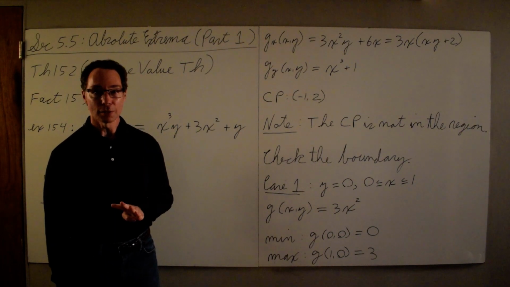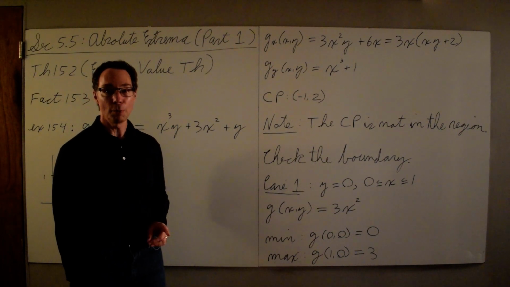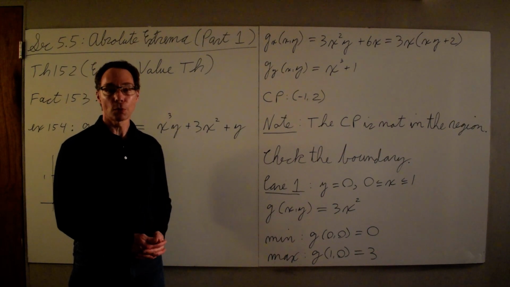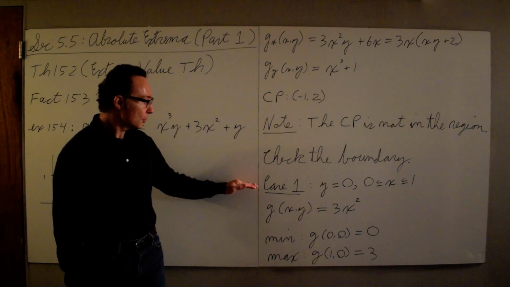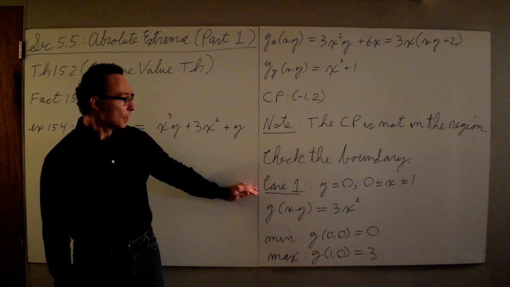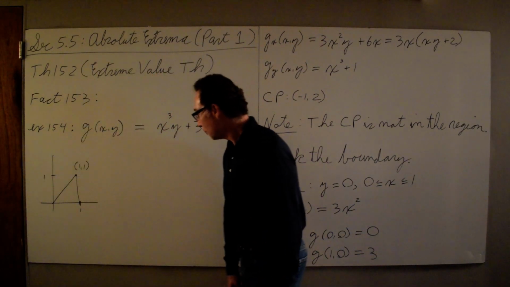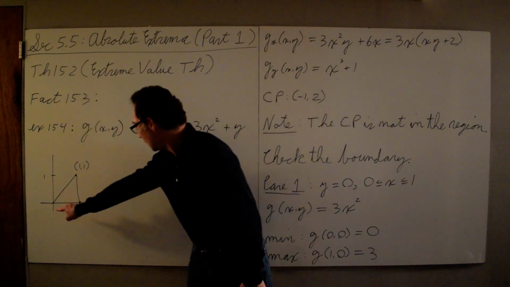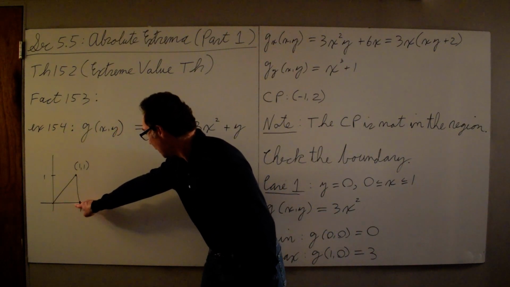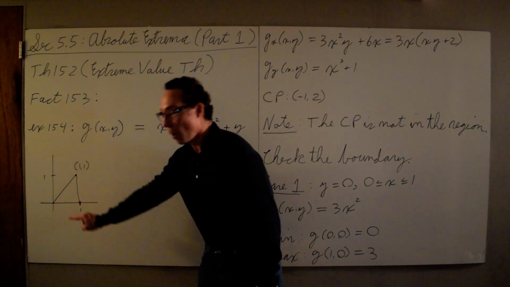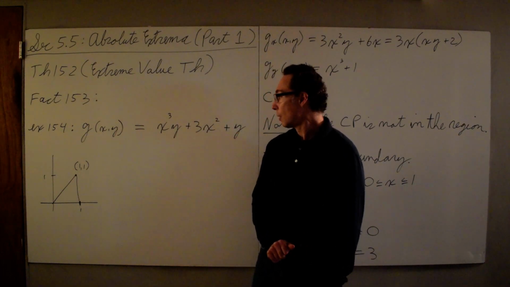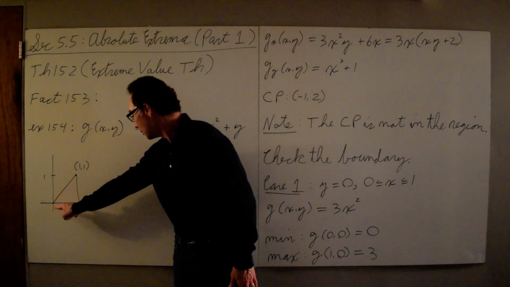We have 3 cases. Case 1 is going to be in this video, cases 2 and 3 will be in the next video. The first case we're looking at is y is equal to 0 and x is between 0 and 1. So that's a fancy way of saying this. Our points are along this part right here. y is 0, x is between 0 and 1. So we're going to check this line segment.